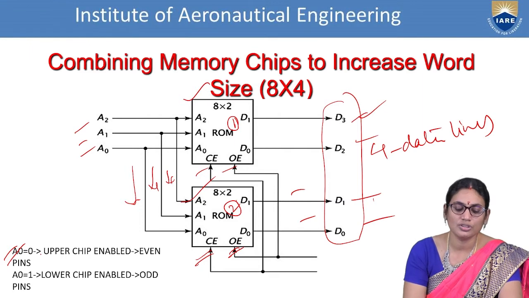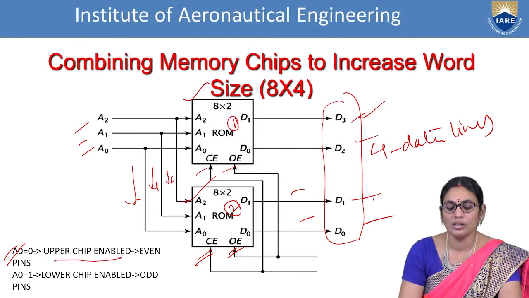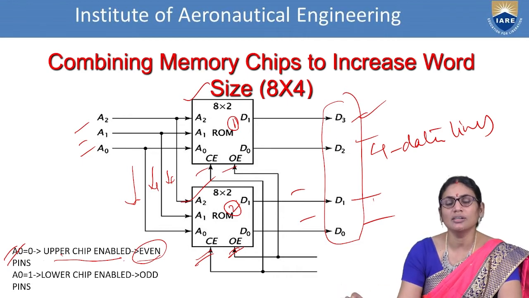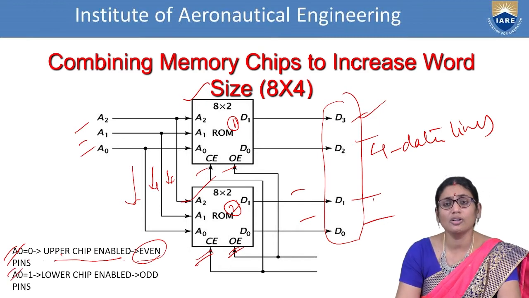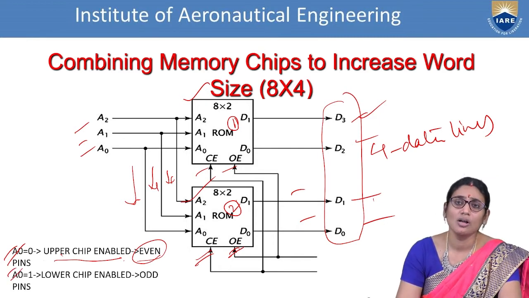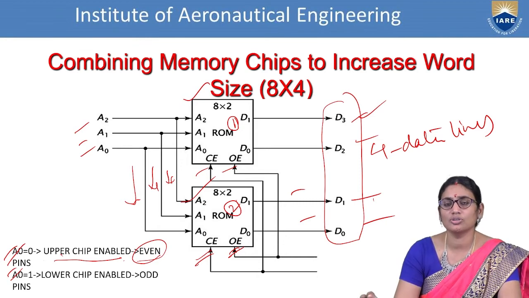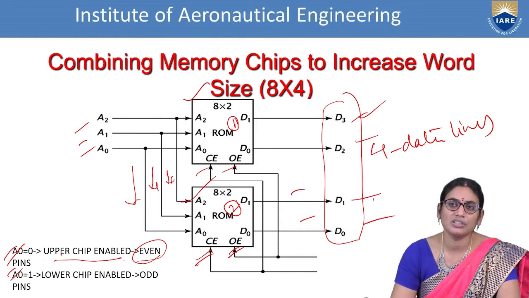If A0 equals 0, then the upper chip will be enabled. When the upper chip is enabled, the even locations will be activated: 0, 2, 4, 6, and so on. If A0 equals 1, then the lower chip will be enabled, which means odd number sequencing: 1, 3, 5, 7. For example, with 16-bit, it will be 1, 3, 5, 7, 9, 11, 13, 15. In this way, the odd sequence will be selected.